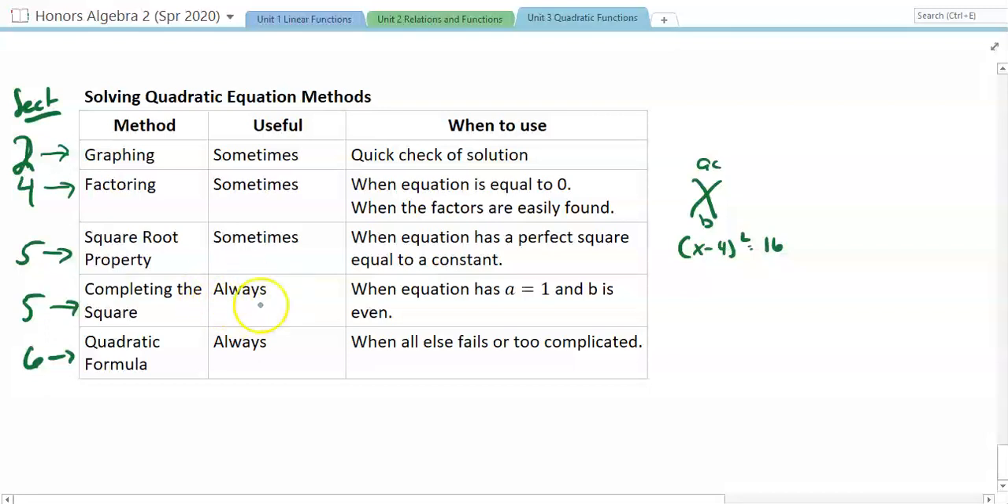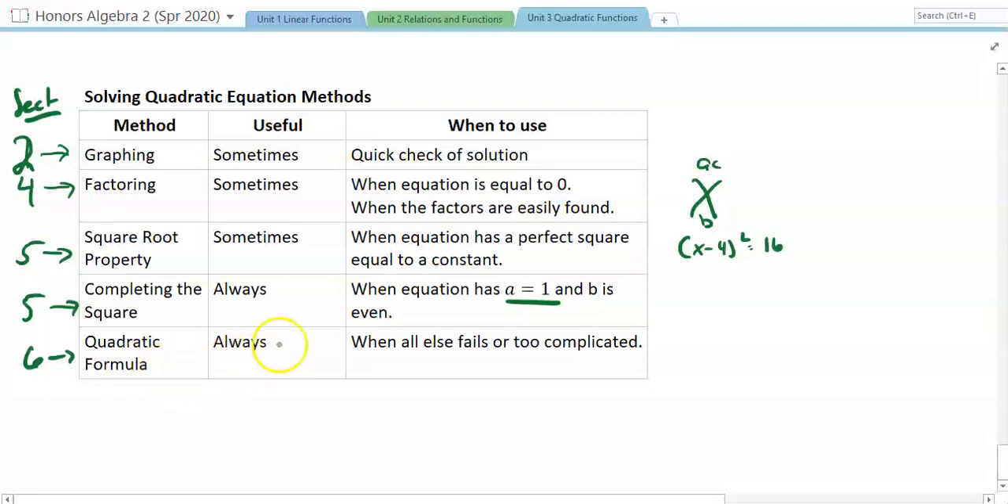Completing the square will always work. But it's best when the a is equal to 1 and the b is even. Again, we could do it when the a is not 1. We could do it when the b is odd, or the b is some other value. But it's best used when the a is 1 already and the b is even. And remember, we want our equation set equal to 0 for that.